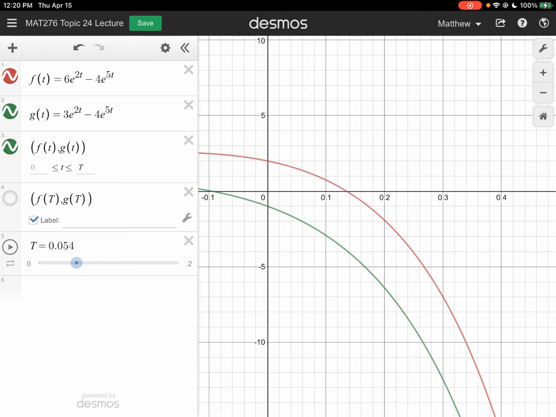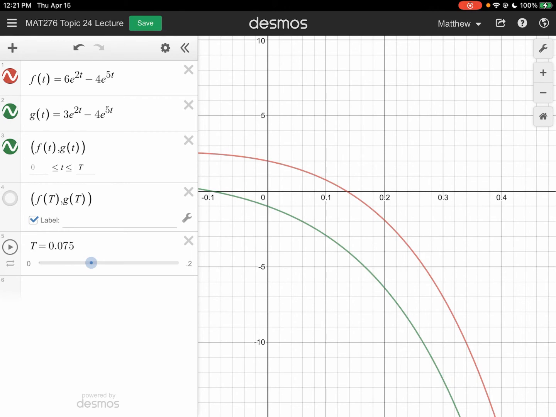And I said little t is from 0 to capital T, but then I added a slider for capital T. That's the 5th line here. And that slider for capital T down here, you can do different values of capital T. I let it vary up to 0.2. And then I made a 4th line here that's f of capital T comma g of capital T, and I turn the label on. That's going to track the point as time advances.